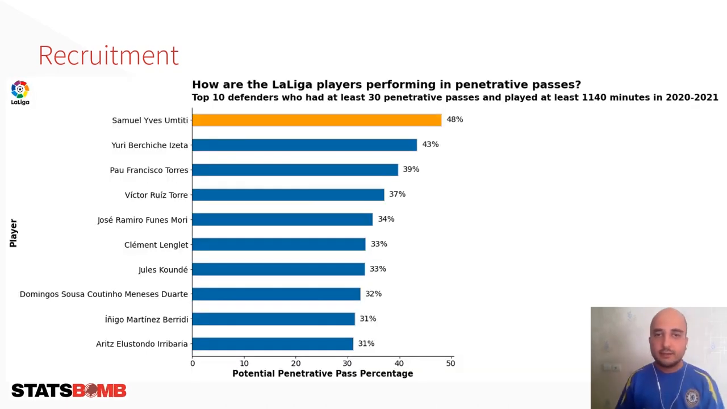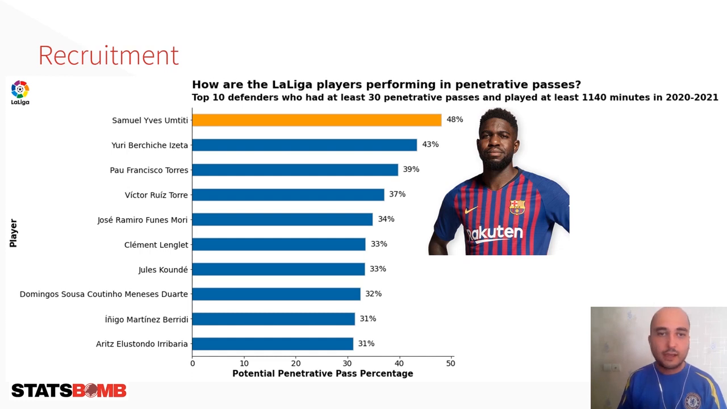Let's look at the defenders in La Liga and which ones are on the top of our list. Samuel Umtiti, with 48% of the times that he had the potential to play a penetrative pass doing so, is on the top of our list. Then after that we have Yuri Berchiche, and in third rank Pau Francisco.